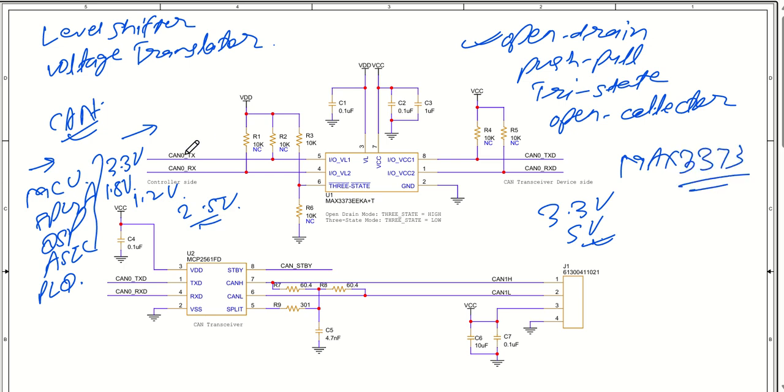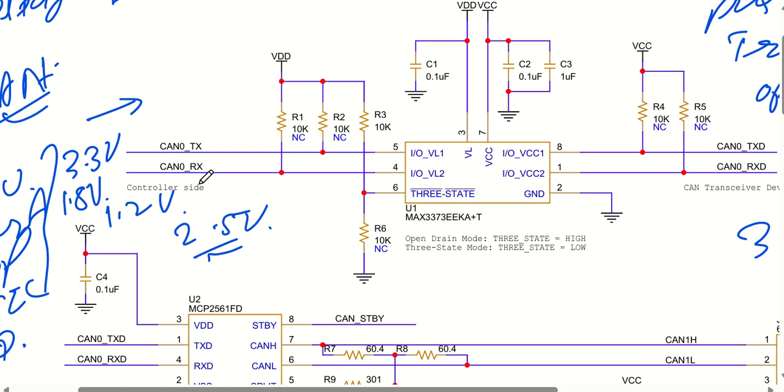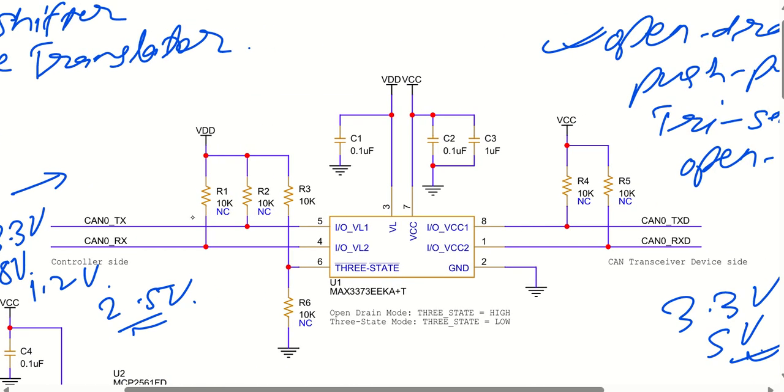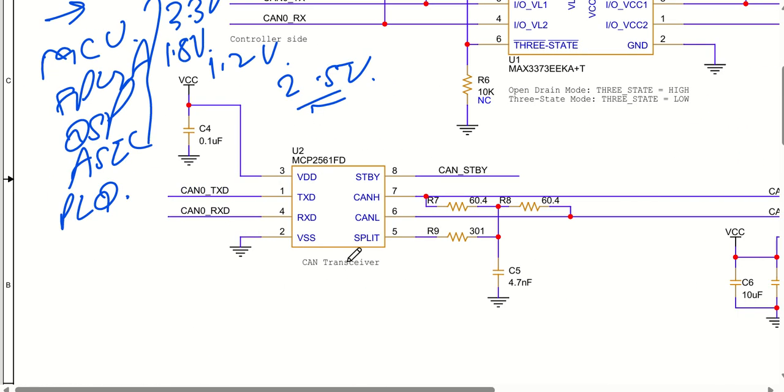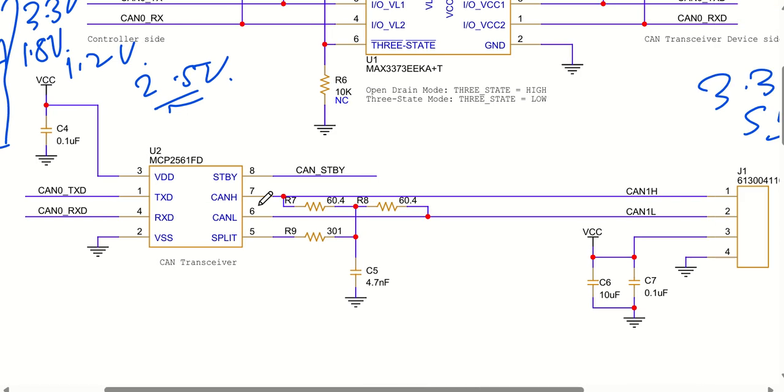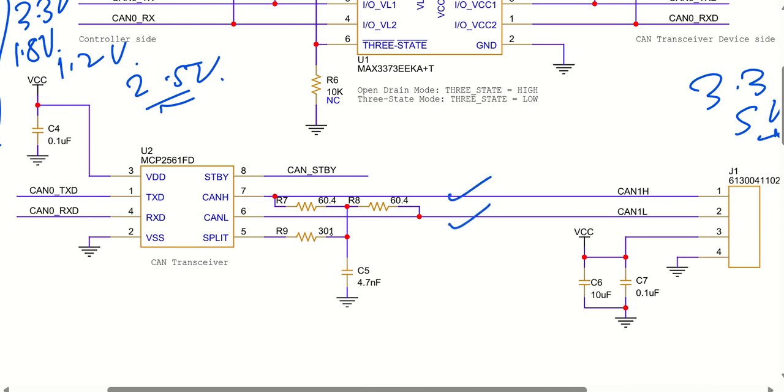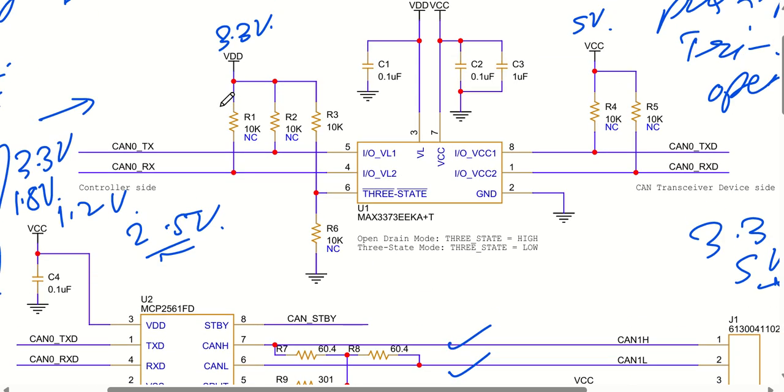As you can see, the CAN signal is coming from the microcontroller, and VDD is 3.3 volt here, and VCC is 5 volt here. The microcontroller CAN TX and CAN RX signals are converted from 3.3 volt logic levels to 5 volt logic levels, and this CAN TXD and CAN RXD can be sent to your CAN transceiver, which will convert them into CAN high and CAN low. This is the simplest way to convert our logic level signal from one level to another.